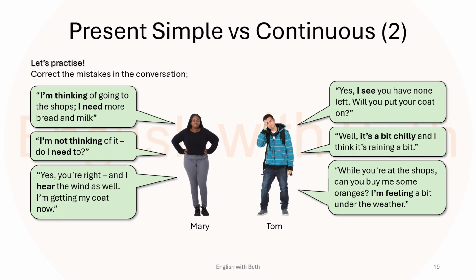While you're at the shops, can you buy me some oranges? I'm feeling a bit under the weather. So here we could use either I'm feeling or I feel, but we can't say I'm feel. So that was the mistake. And a bit under the weather is an English idiom that means you're feeling a bit unwell.